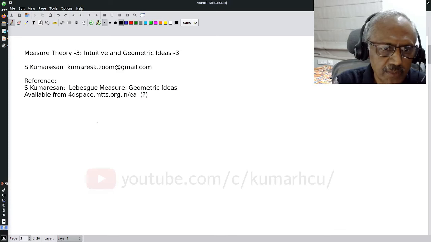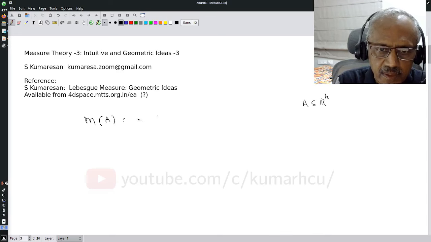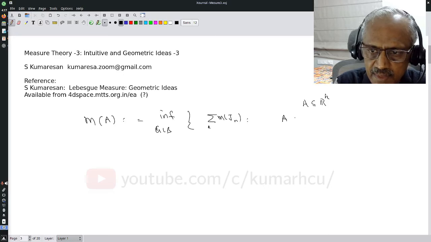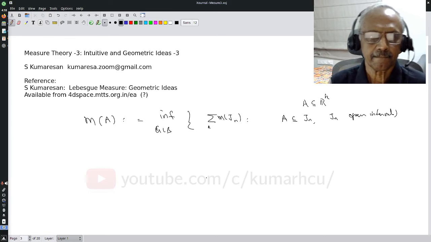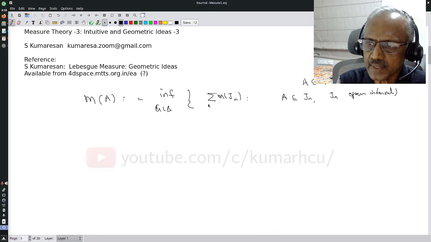So what we want to show is, we have defined the measure of a subset A of R or R^K to be the infimum, or GLB, of the summation of the measure of J_n, where n varies over the indices such that A is contained in the union of J_n, and the J_n are open intervals. I hope I got everything correctly.